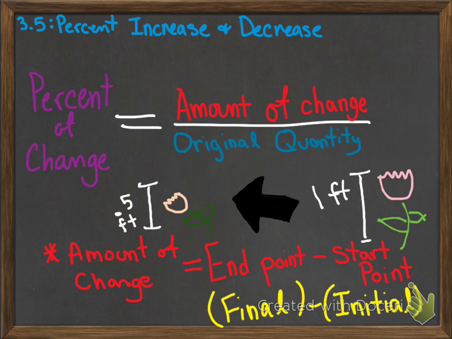So here, let's have an example. I have a flower that's 1 foot tall, and then it gets sick because it's winter, and it starts to wilt, and it drops down to half a foot tall. So we can figure out the amount of change by doing end point 0.5 minus 1, the original start point, so 0.5 minus 1, which is negative 0.5.